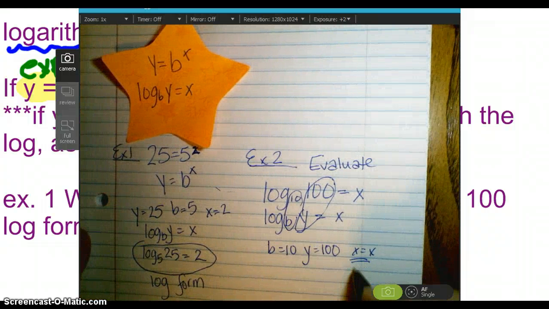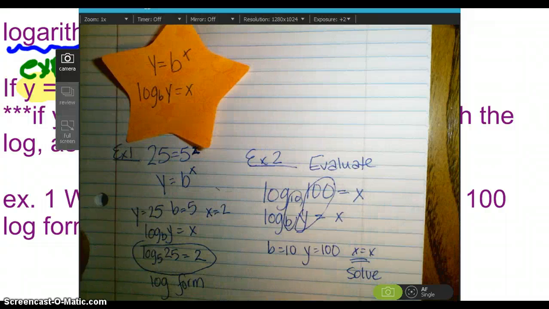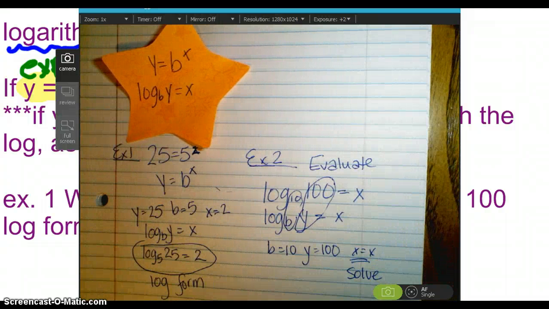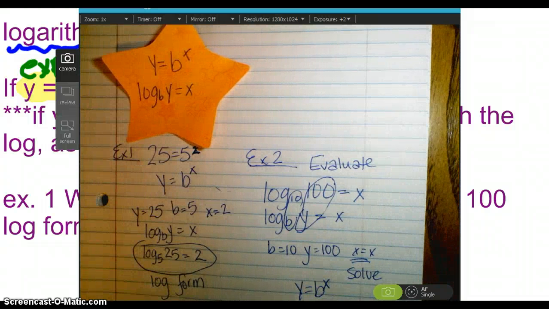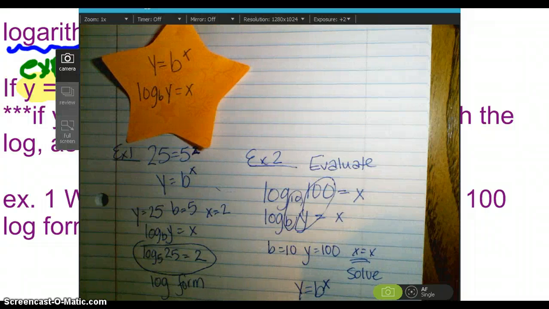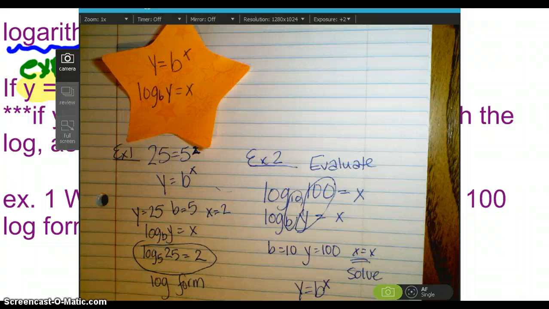Now see, first of all, using x right there just meant that I didn't have to incorporate another variable. But when you get something like this, this gives you the idea that this is what you're trying to solve for. So in this problem, I'm going to have to go back to exponential in order to solve. So y is 100, b is 10, and x is x. So they want to know what exponent I can put in here for x, so that when it has a base of 10, it's going to give me 100. Now this is kind of an easier one.